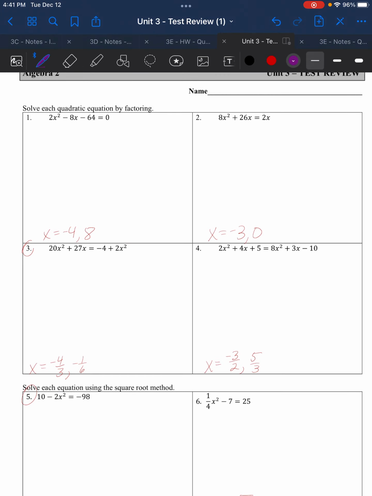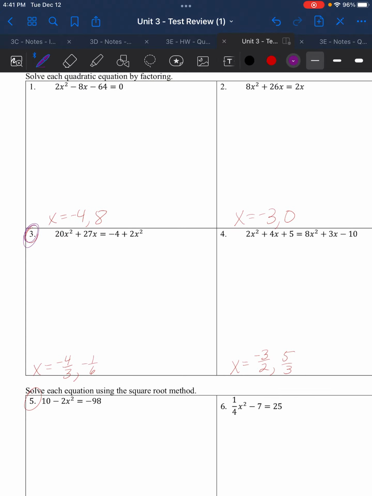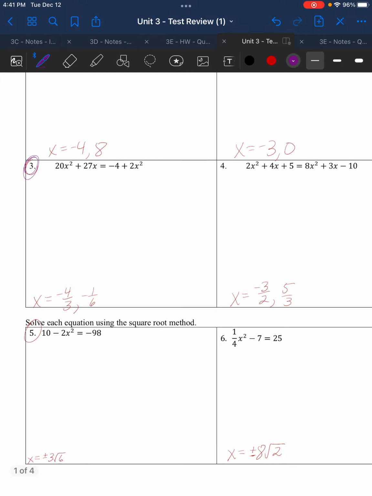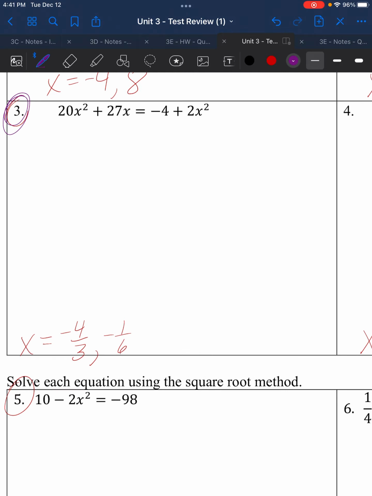All right, welcome to the Unit 3 test review, which is solving quadratics. So I'm only going to do the circled questions, but I have all the answers for the other ones, so you're more than welcome to look at them as we go through.